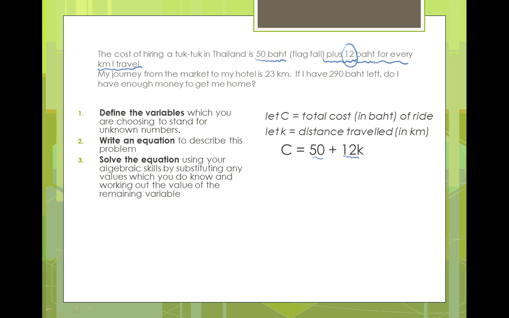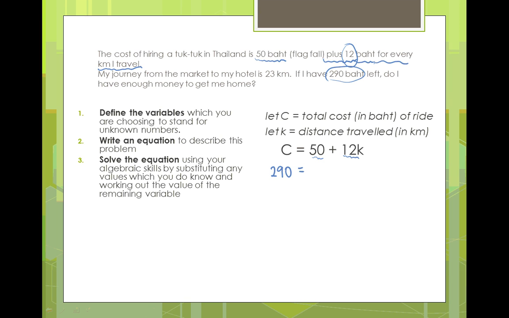So at this stage, what do I know? I know that I have 290 baht. So I have a cost that I know that I can run to, which is 290 baht. Anything more than that, and the taxi driver is going to drop me off somewhere not at my hotel. So let's put this in to where this cost is. So I'm substituting for C.